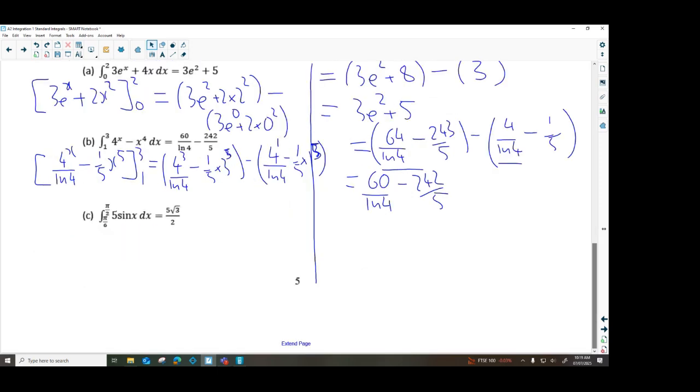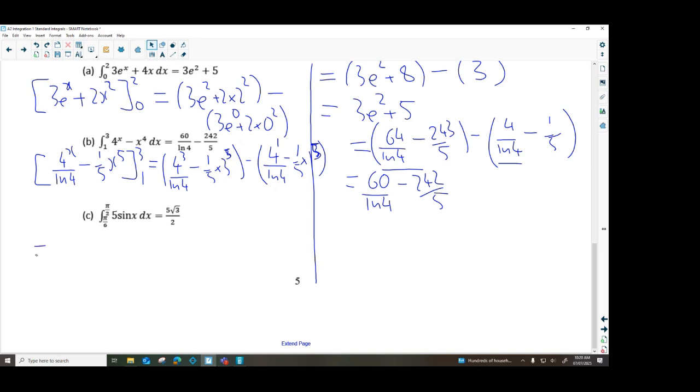Final one, folks, I'm asked to show that the integral from pi over 6 to pi over 2 of 5 sine x is given by this exact expression here, 5 root 3 over 2. So this is the area under the graph of y equals 5 sine x between two x values. It is highly likely that in such a question, the x values will have pi in them because they must be angles measured in radians.